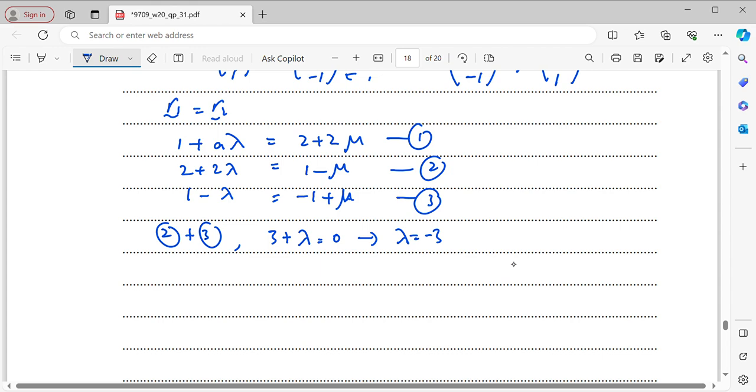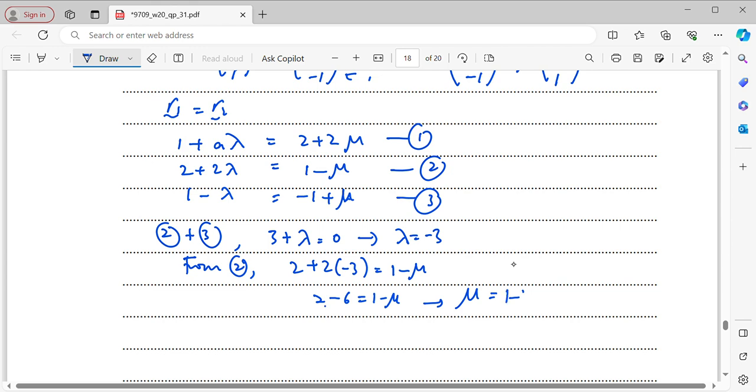So now, once I have solved this, I refer to second equation because I get this result from second and third equation. So now, from second equation, 2 plus 2 lambda, with lambda minus 3, equals to 1 minus mu. That means here you get 2 minus 6 equals to 1 minus mu. Therefore, your mu is minus 4. This is minus 4, here is 1.